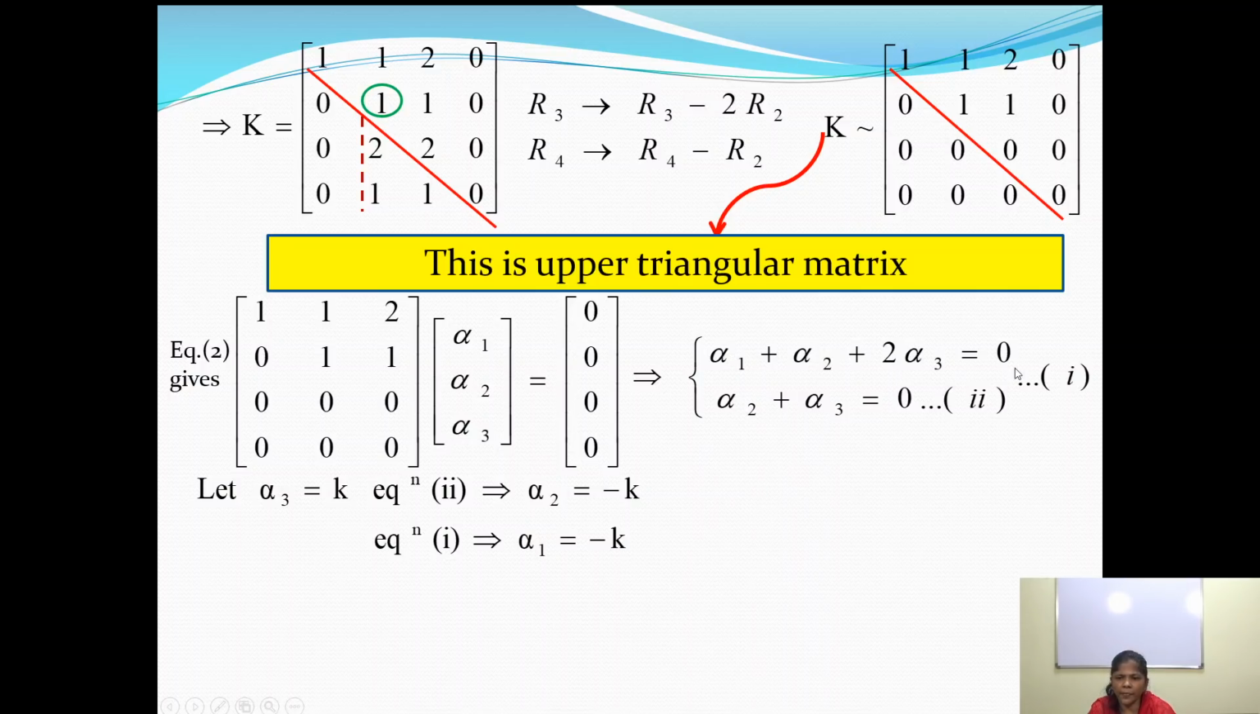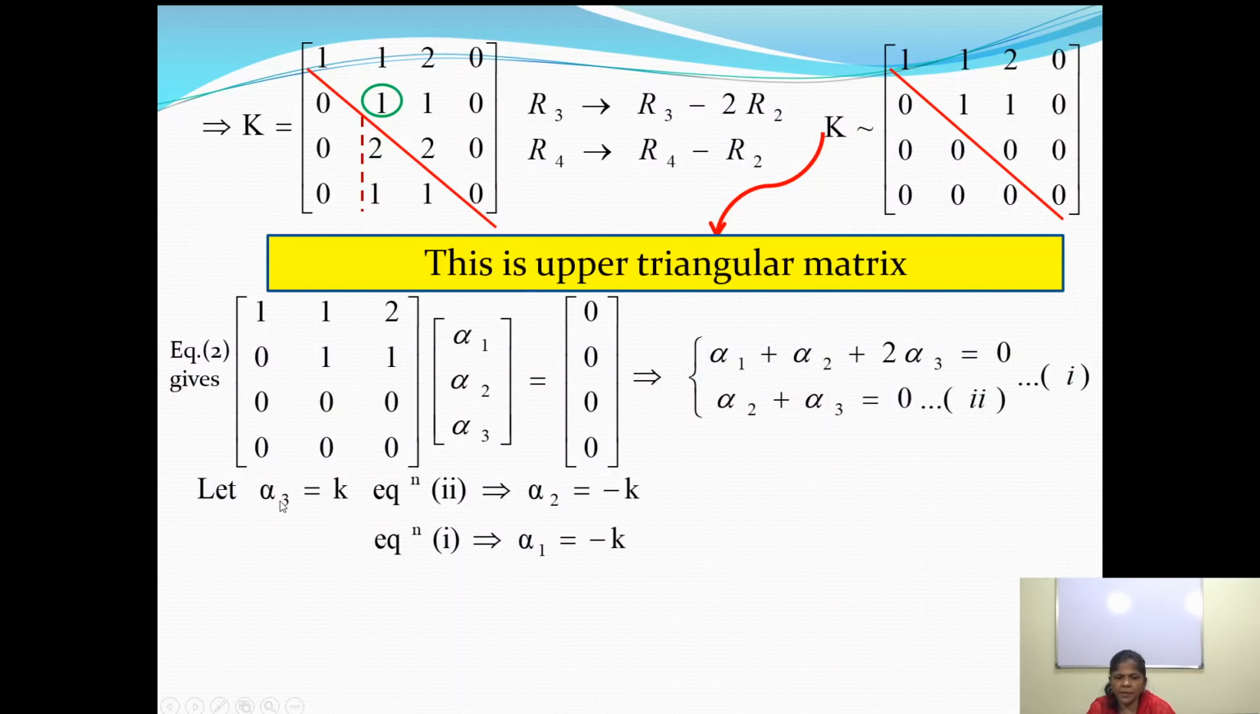So what we observe here, how many equations we have? We have 2 equations, whereas number of variables are 3, 1, 2, 3. So when the number of variables are more than the number of equations, then that system always has infinite solutions. So what we do, just assign extra number of variables. So for 2 equations we want only 2 variables. So how much is extra? Only 1 variable. So what we do, we will assign 1 variable an arbitrary constant value. So let alpha 3 equal to k, where k is an arbitrary constant value. Put this in equation 2, we get alpha 2 equal to minus k.